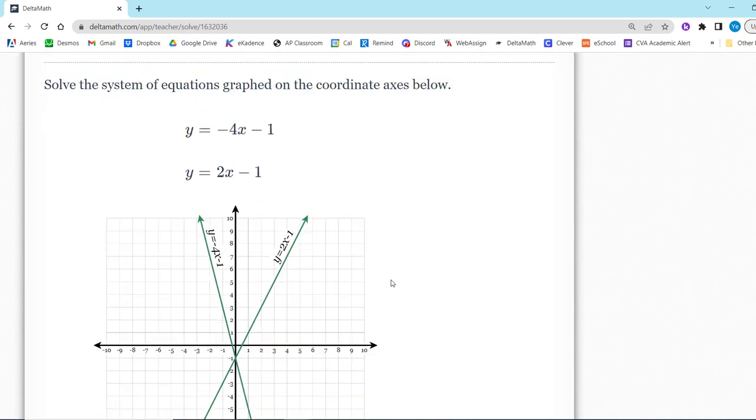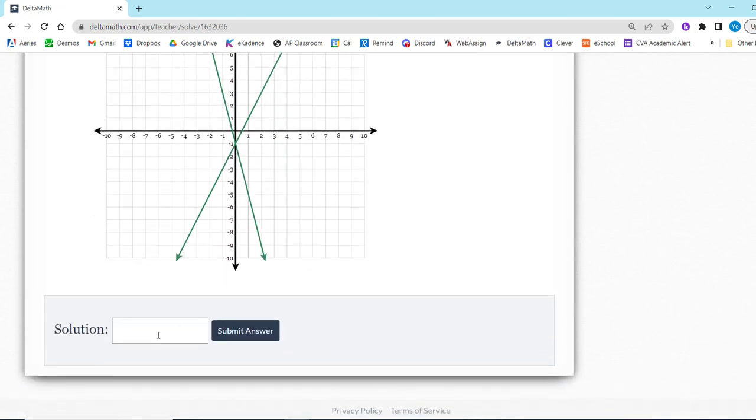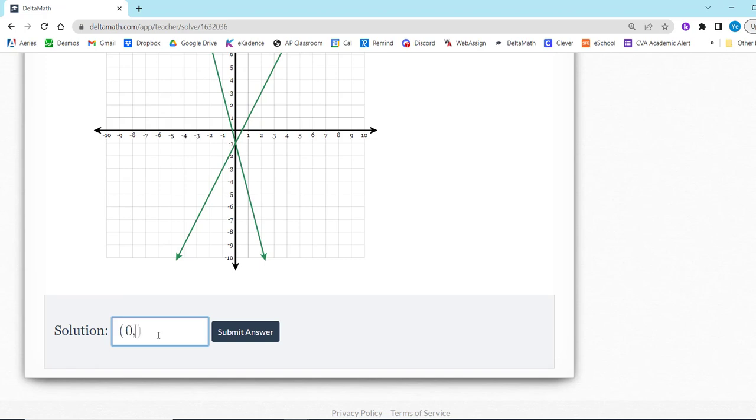Graphically speaking, to solve the system really means, do they ever meet? Do they ever cross one another? Meaning, do they ever have a shared point? So looking at the graph, what do you notice about these two lines? They meet exactly at one point. And if I were to read that point, it would be 0, comma, negative 1.